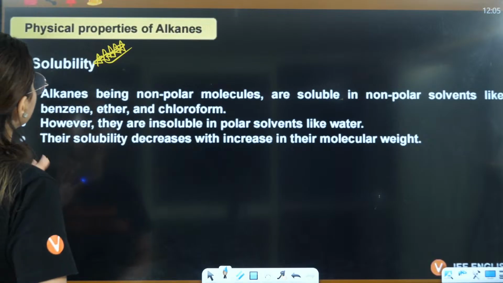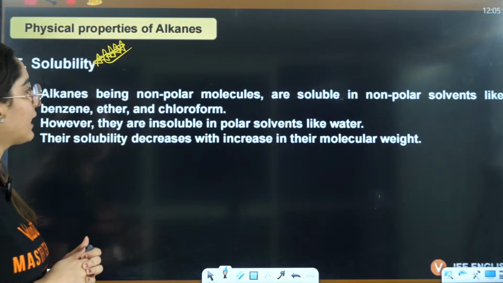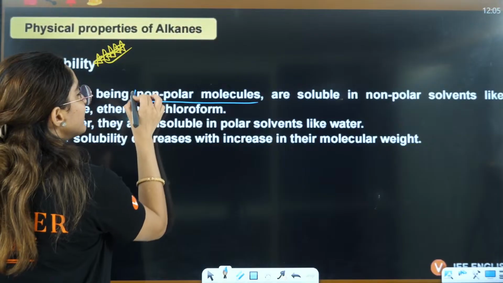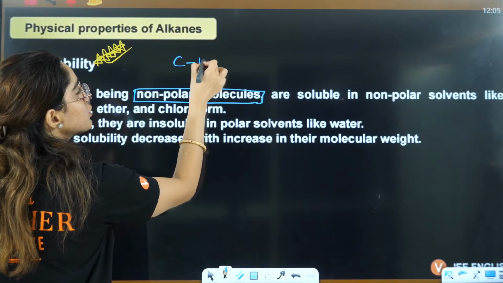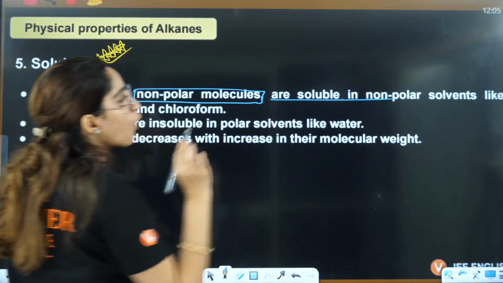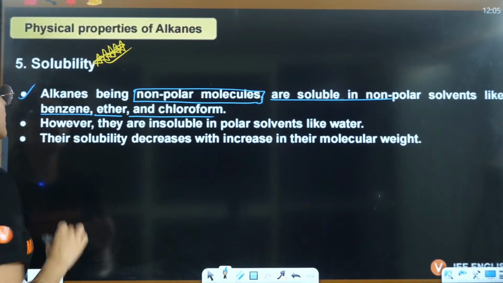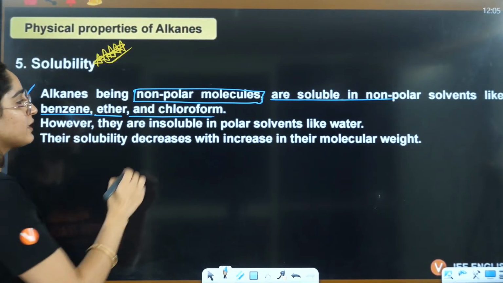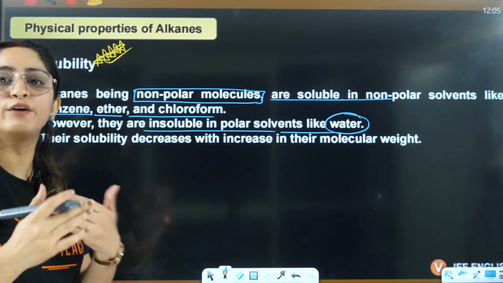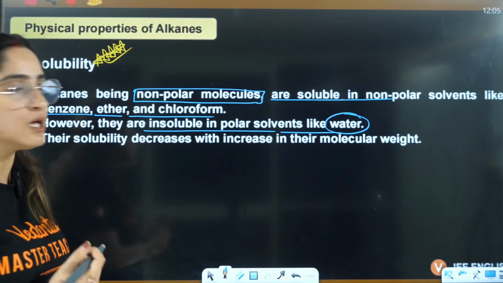So now here, alkane being a non-polar molecule, because there is no polarity difference here. Carbon and hydrogen don't have that high a difference in polarity, so they are soluble in non-polar solvents like benzene, ether, chloroform. However, they are insoluble in polar solvents like water, because there is no hydrogen bonding that it is showing with water. So that's why it is insoluble in water.